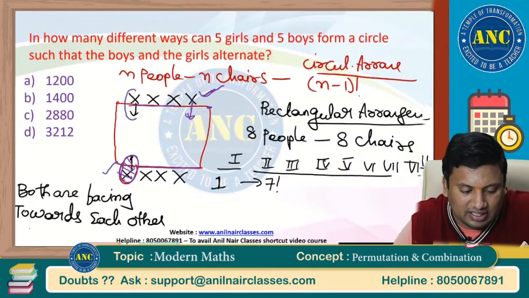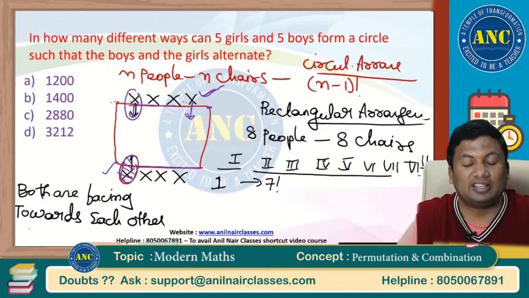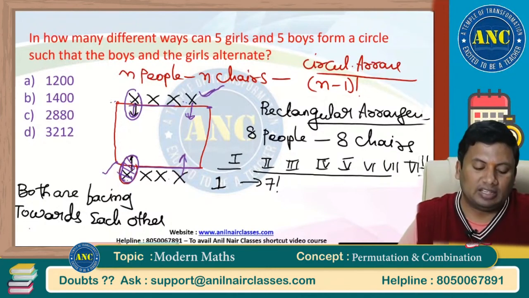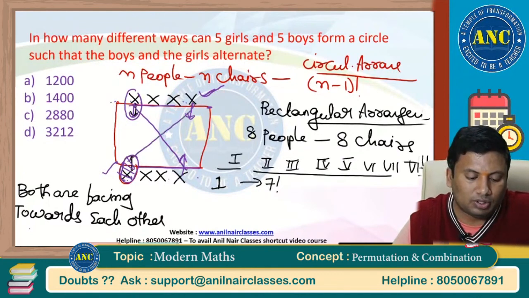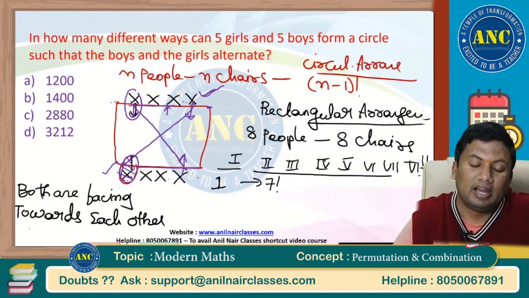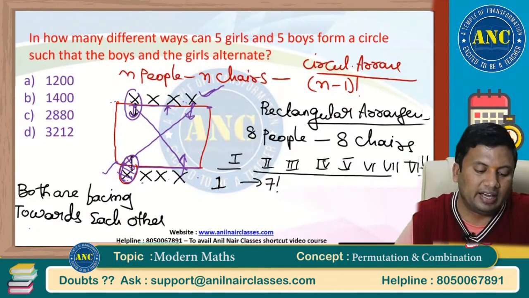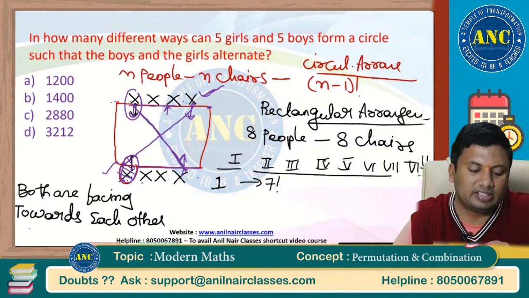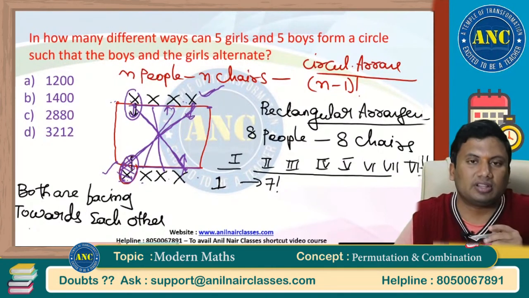If a person is sitting and facing this side, to the left of him there is 1 edge and to the right of him there are 3 people. If he is sitting here, to the left of him there are 3 people and to the right of him there is an edge. These both are similar. If he is sitting here, left side 1 person, right side 2 people. That means this with this is similar.